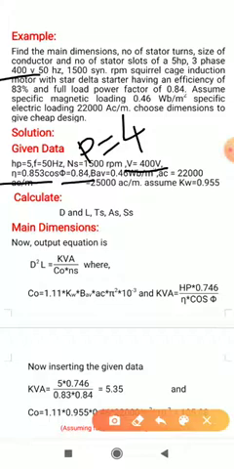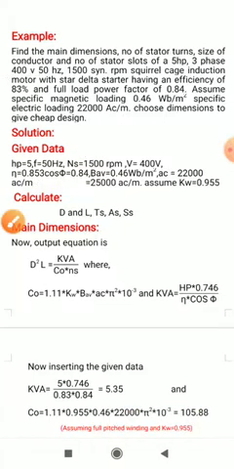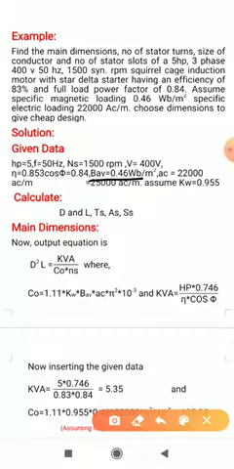Assume the specific magnetic loading 0.46, which means BAV is given as 0.46, and the specific electric loading is 22,000. So here is a printing mistake: instead of 25,000, 22,000 is there. So the specific electric loading is 22,000.